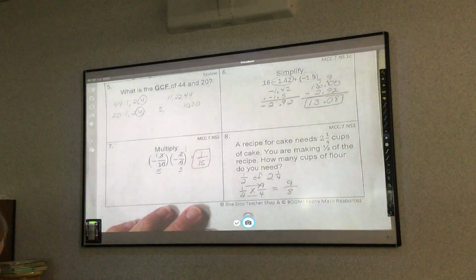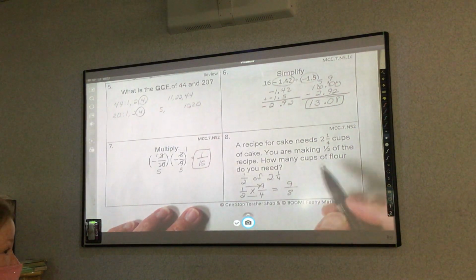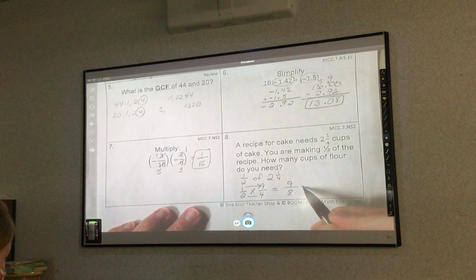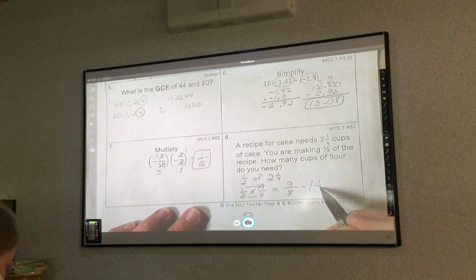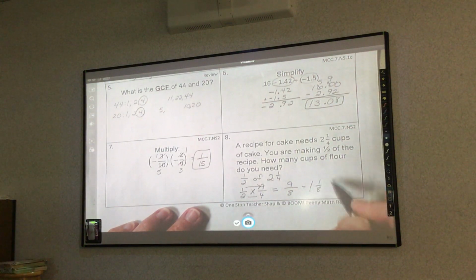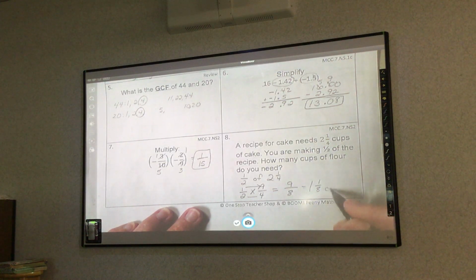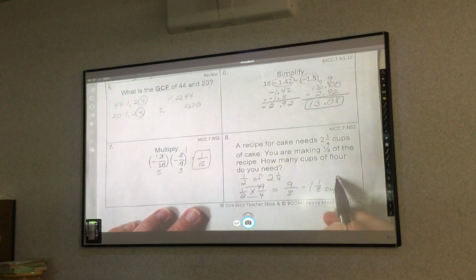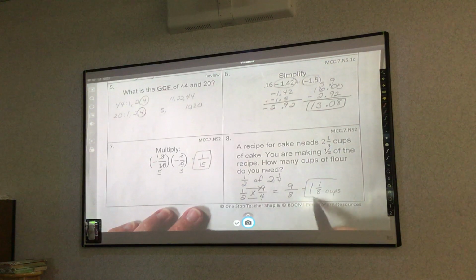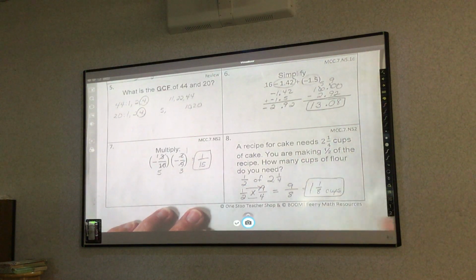Do not leave it improper. Make it a mixed number. So 8 goes into 9 one time with 1 left over, so it's 1 and 1/8. Our label would be cups, but again, if you don't have the label, that is okay. Make sure you have 1 and 1/8.